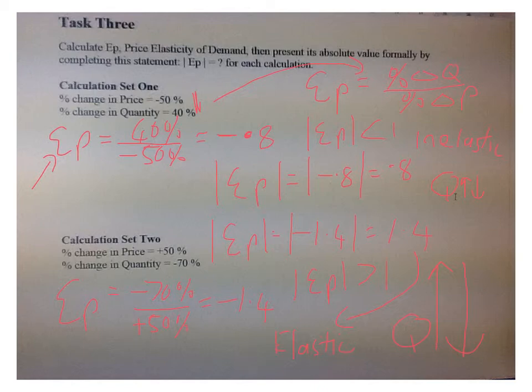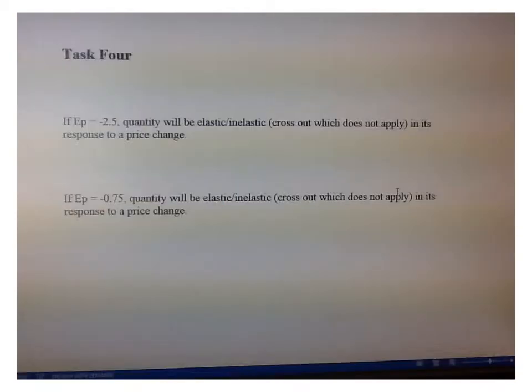So moving on to the next. Cross out which does not apply. So what I'm going to do, I'm going to cheekily do that using that absolute function. And we know it's going to equal 2.5. That value is greater than 1, so we're going to get an elastic response from quantity when we change its price. So I'll cross out inelastic.